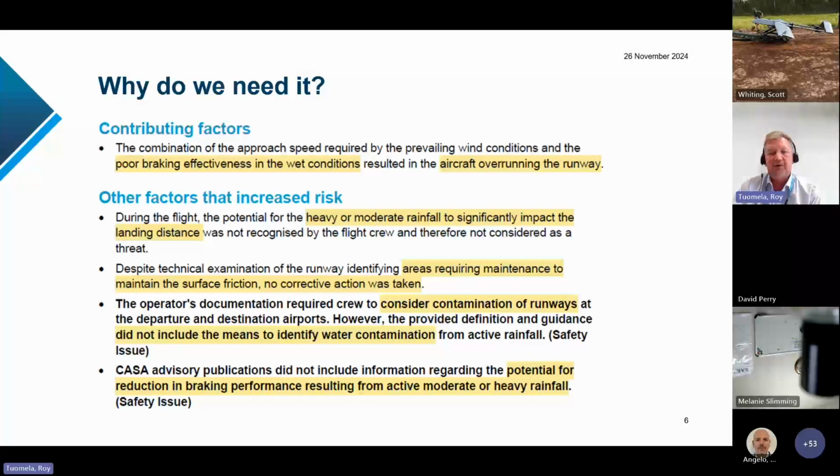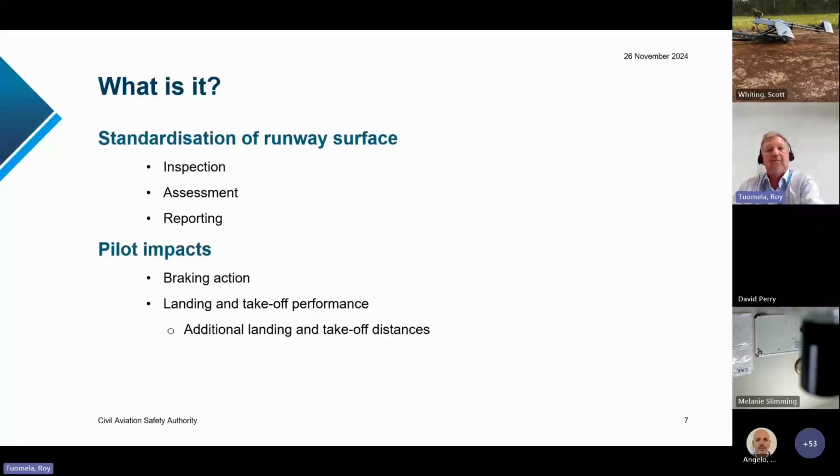If there are any questions in the chat that I miss, if one of my CASA people can let me know, I will stop and answer those questions. So GRF is about standardising runway surface inspection, assessment, and reporting. There's a question about that report. It is the ATSB report into Newman.